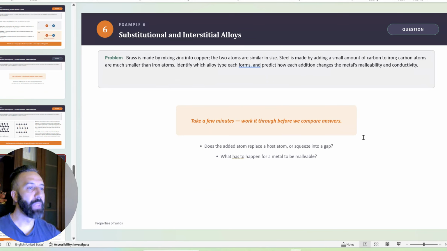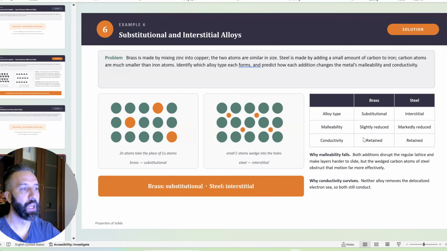Brass is made by mixing zinc into copper. The two atoms are similar in size. Is a good question. Steel is made by adding carbon to iron. Predict how each change will impact malleability and conductivity.